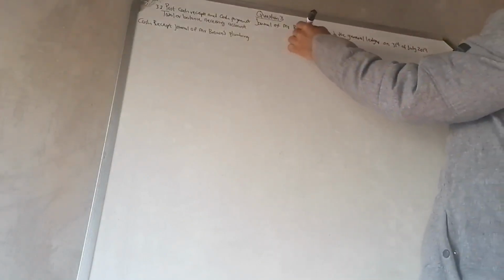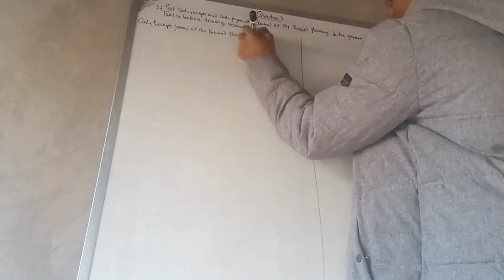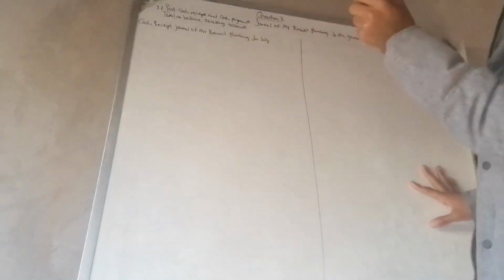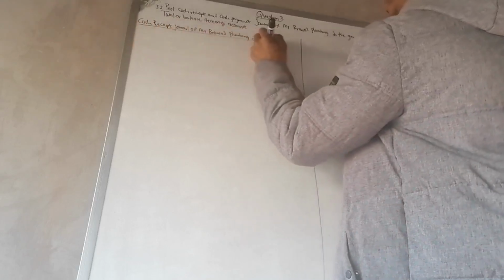Usually, because there are two journals, I'm going to divide the board into two parts. We must take this information from the journal and post it to a cash receipt journal and a cash payment journal.